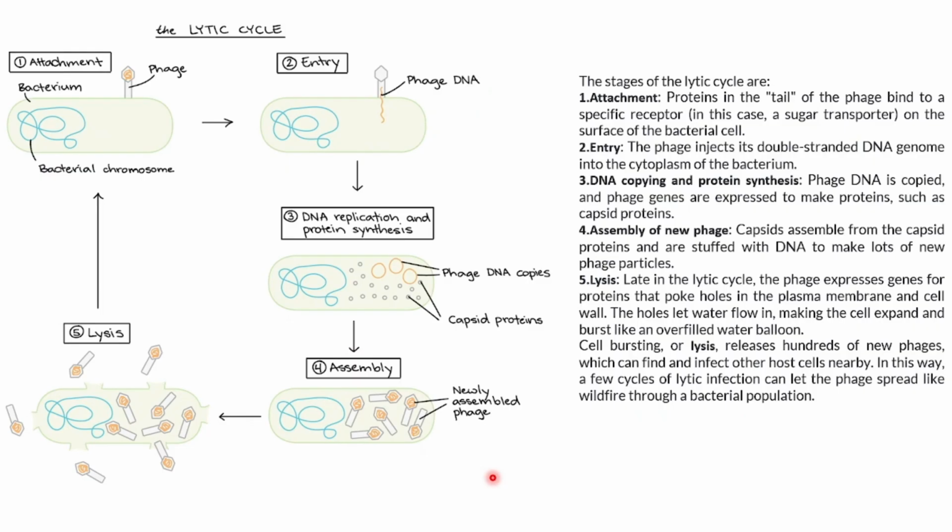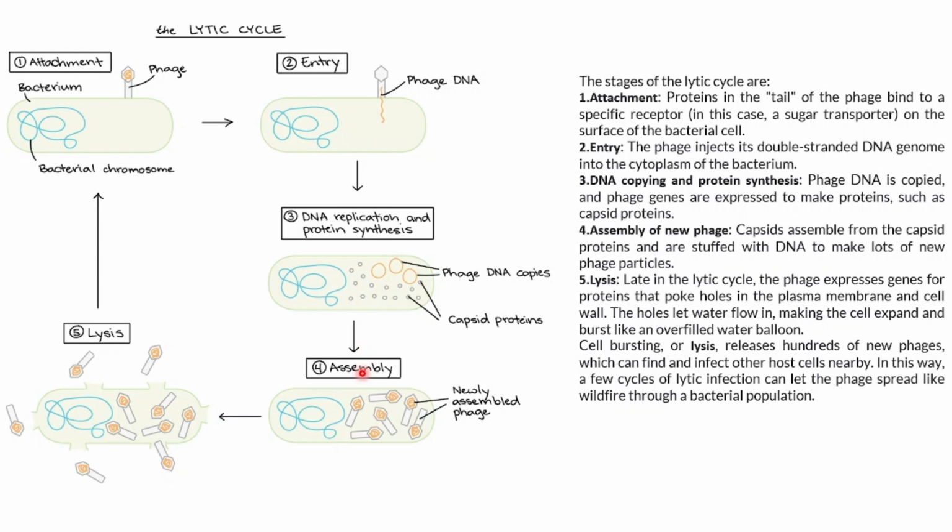So the first step will be the attachment step, in which the proteins in the tail of the phage bind to a specific receptor. It can be any sugar transporter or anything on the surface of the bacterial cell. Then the second stage is the entry. The phage will inject its double-stranded DNA genome into the cytoplasm of the bacteria. The third will be DNA copying and protein synthesis. The phage DNA is getting copied and phage genes are expressed to make the proteins, such as the capsid proteins.